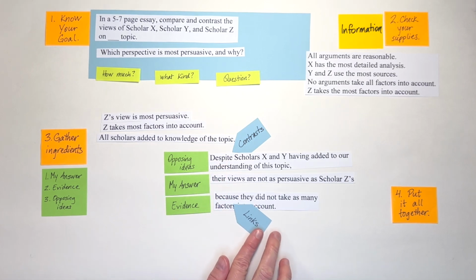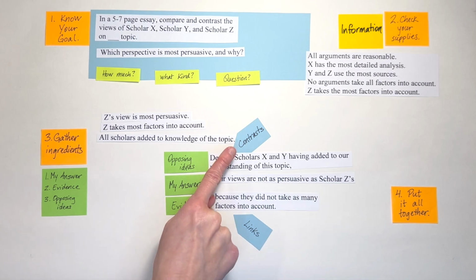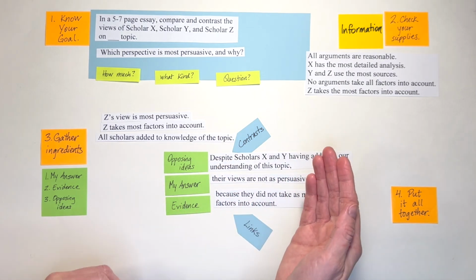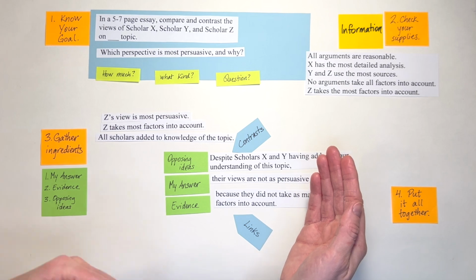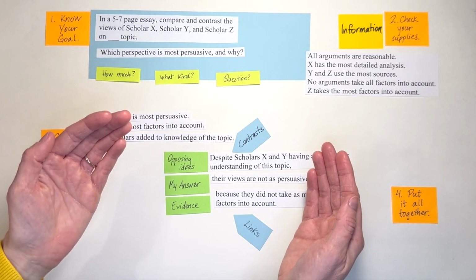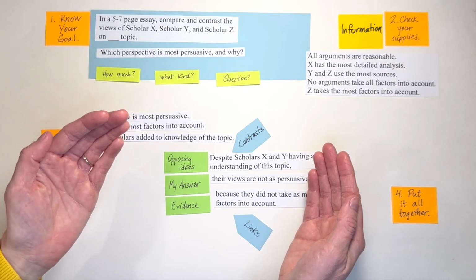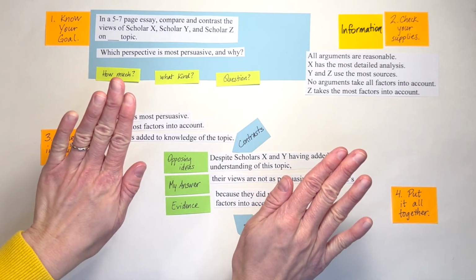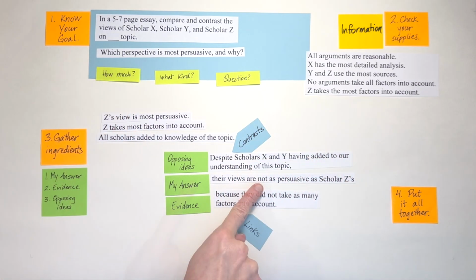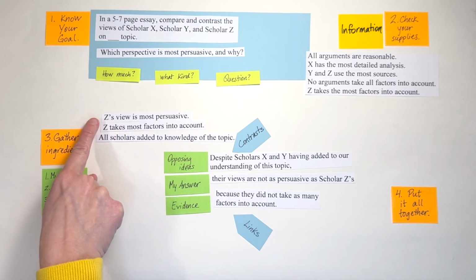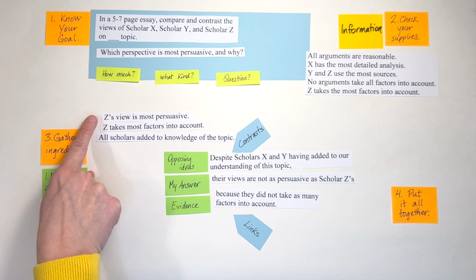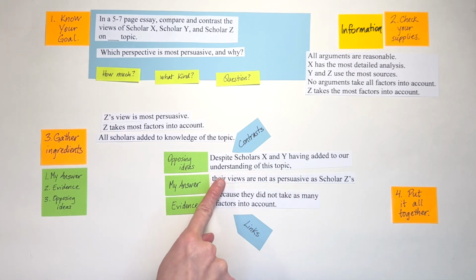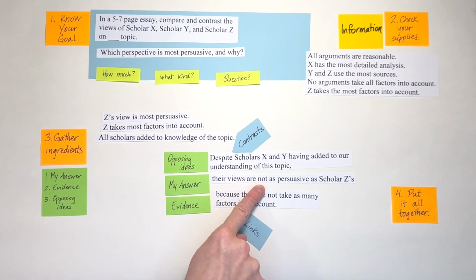All right, so why did I write the sentence this way? I am trying to set up a very clear contrast between scholars X and Y on the one hand and scholar Z on the other. And so in each part of the sentence, I'm trying to show what is different about these things. So when I stated my answer, instead of saying Z's view is the most persuasive, which highlights Z, I'm setting up this contrast that says X and Y are not as persuasive as Z.